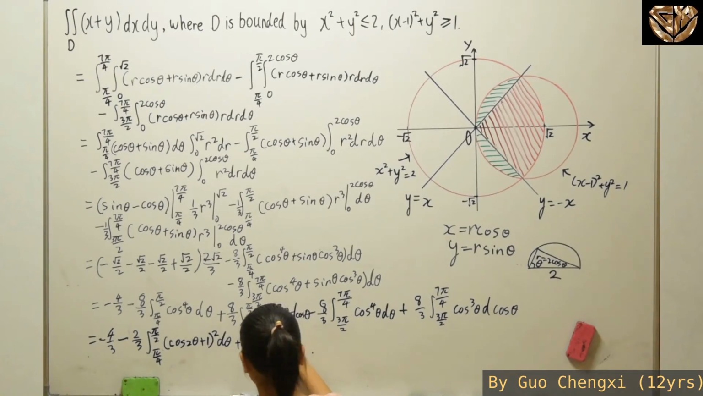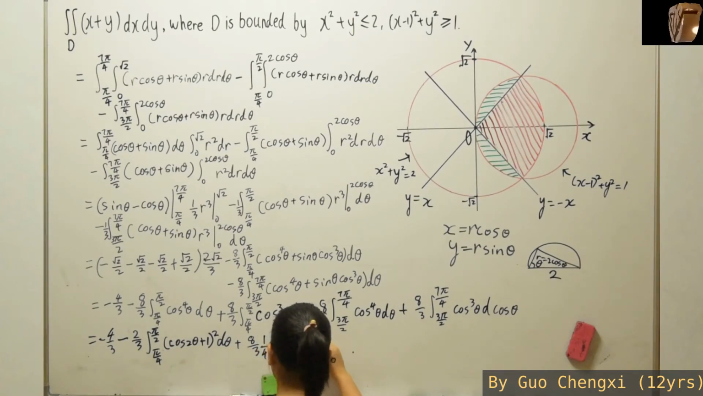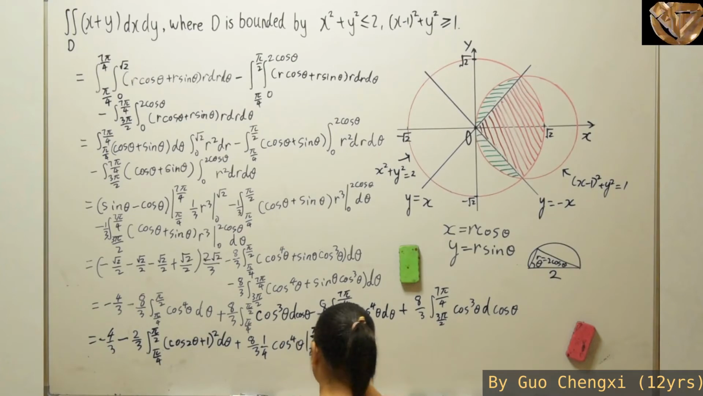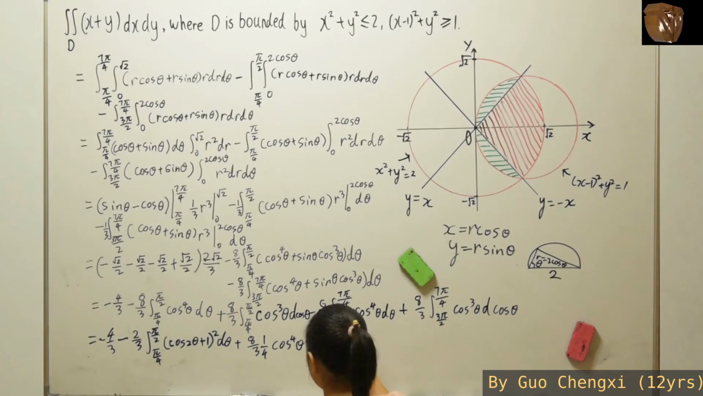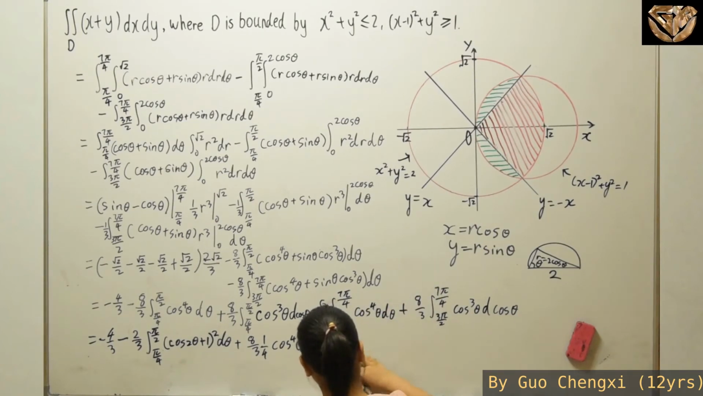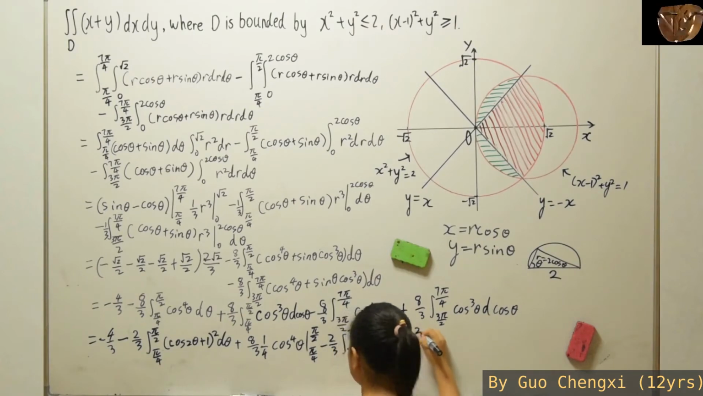so for this is basically 1/4 cosine to the power of 4 theta, and then from pi/4 to pi/2. While for this part over here you're minus. So once again you use the same method and you get 2/3, pi, 3 pi/2, and then 7 pi/4, and you have cosine 2 theta plus 1 bracket square d theta.